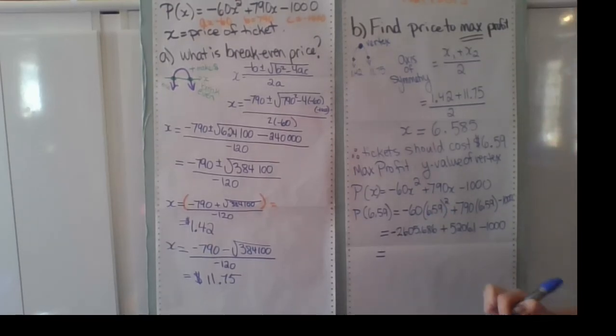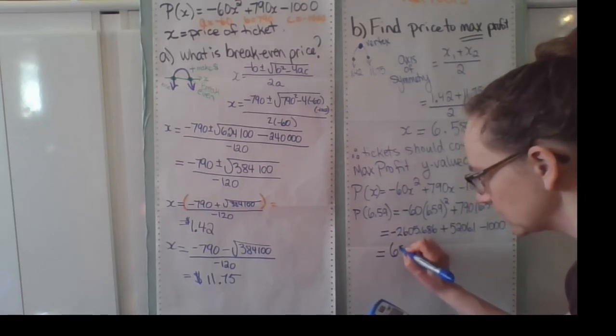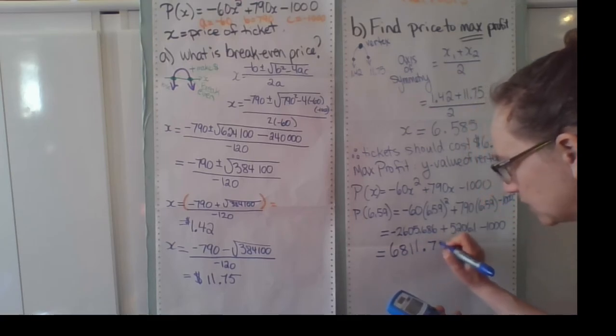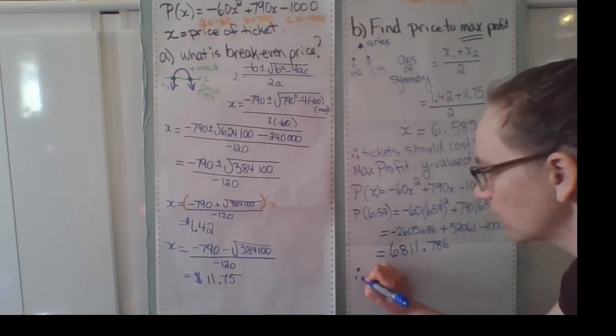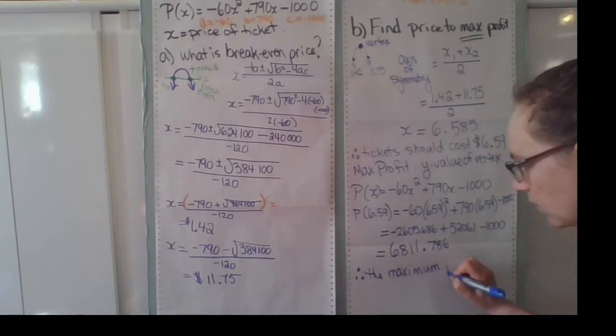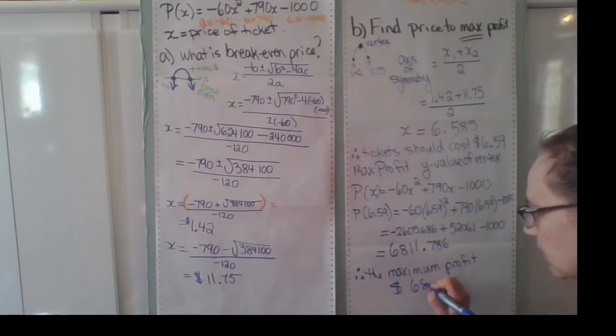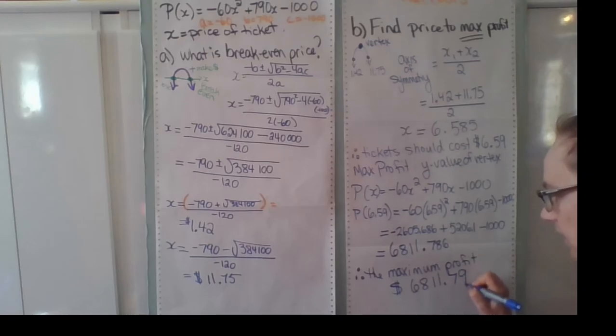All right, I threw the numbers in my calculator. So I found out that it's going to be negative 2,605.685 plus 5,206.1 minus 1,000. The final answer, which you could have done all in one step too, should give me 6,811.786. So therefore, the maximum profit, turned into dollars, is $6,811.79. Voila. Well done, guys.